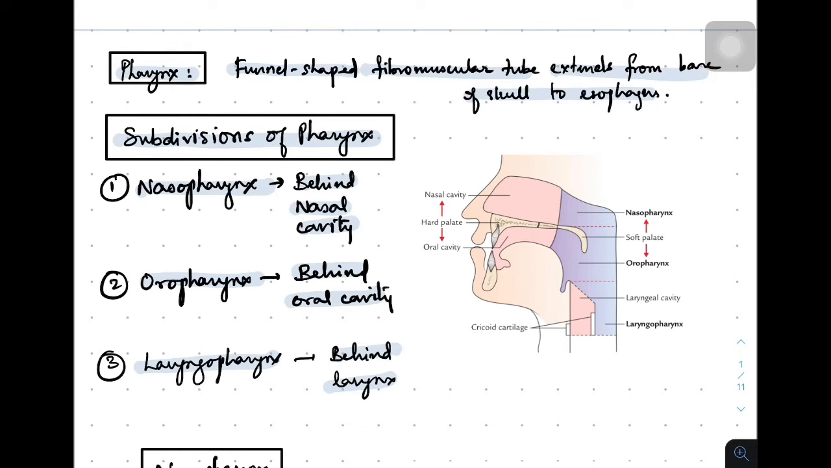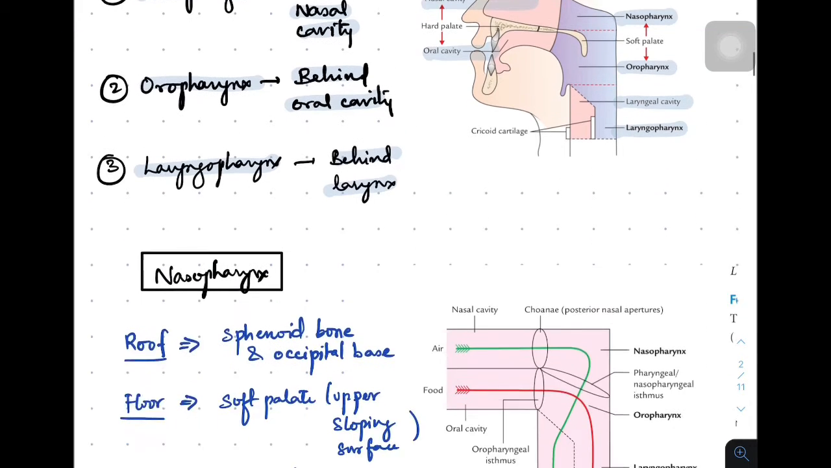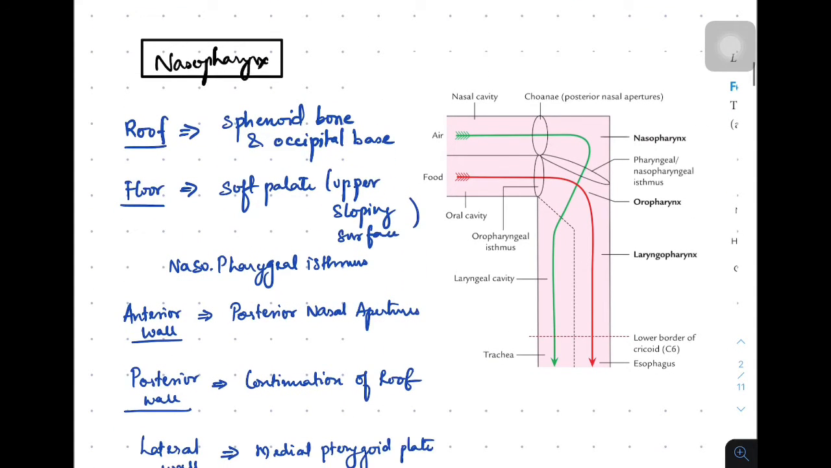As you can see in this image, this is the nasal cavity and the nasopharynx is behind it. The oral cavity, the oropharynx, is behind it. Then we have the laryngeal cavity and the laryngopharynx is behind it. First we'll talk about the nasopharynx.